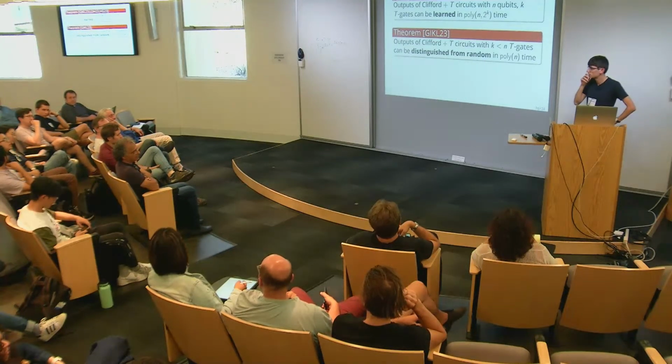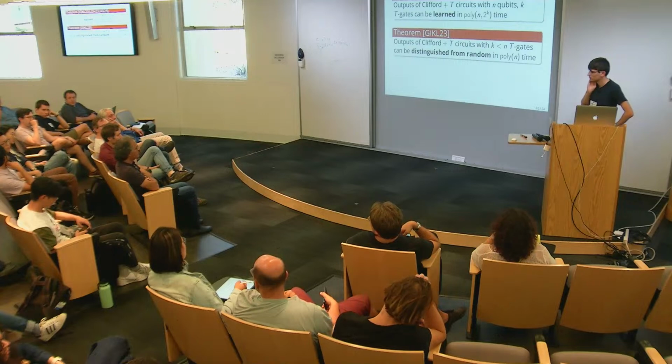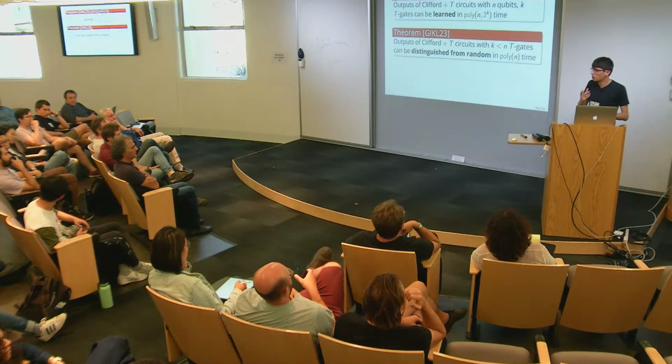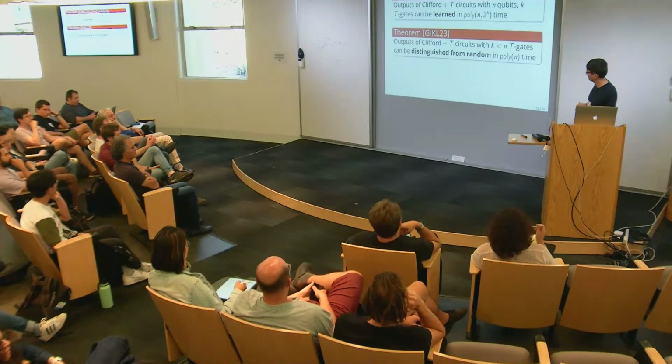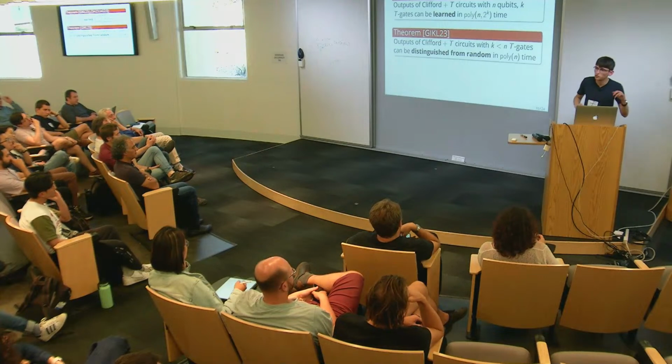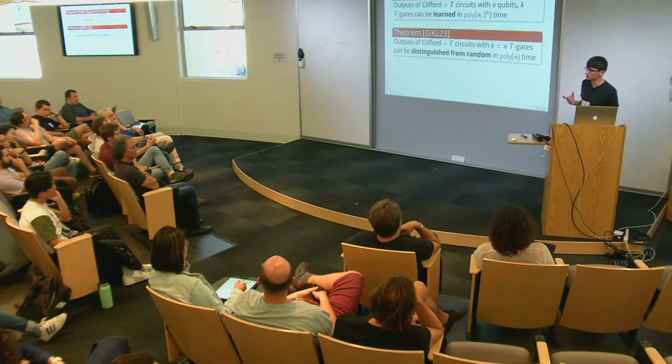Question. Yeah. So when you say it can be distinguished from random, do you mean outputs of random circuits of certain depths? I just mean Haar random states. So you have a state which is promised to either be of this form, or it is promised to be a uniformly random state. Then you can distinguish those two cases with high probability.